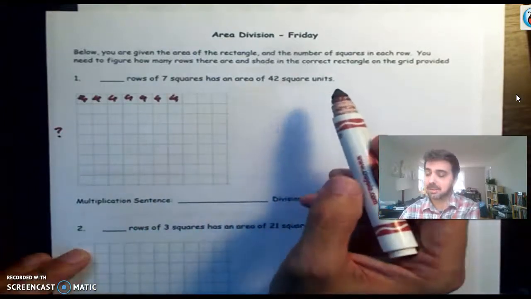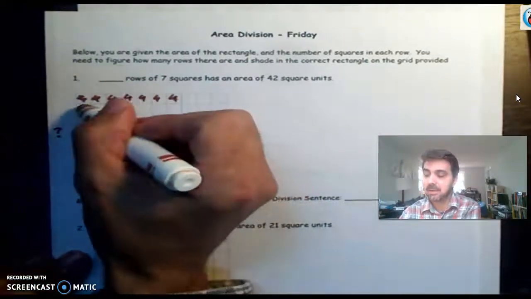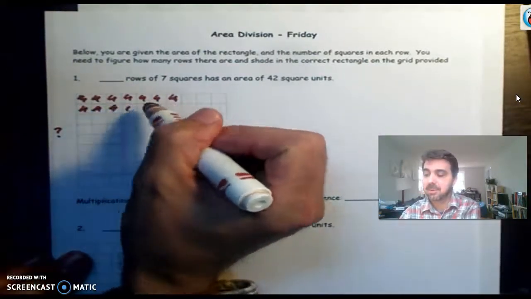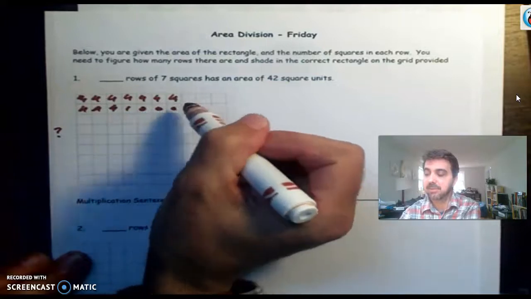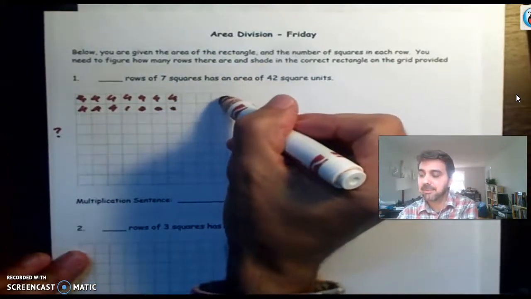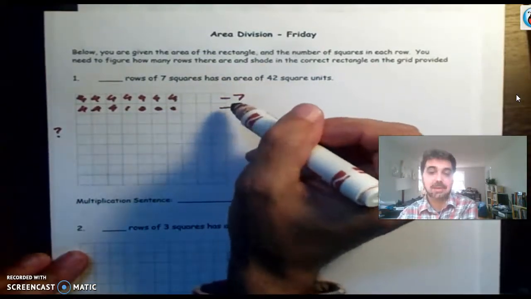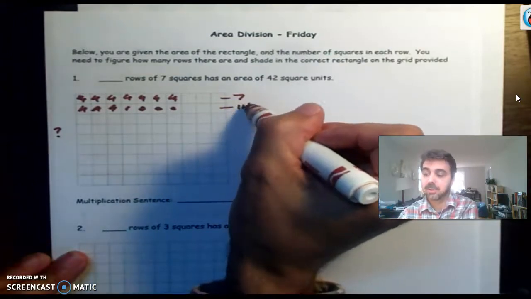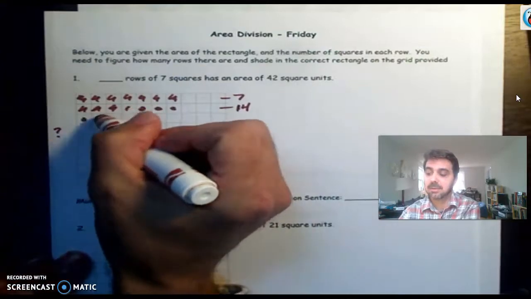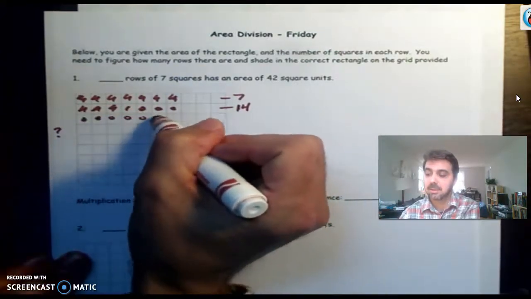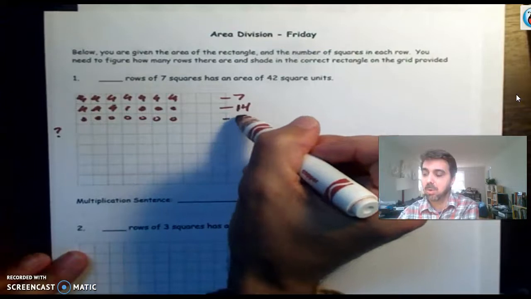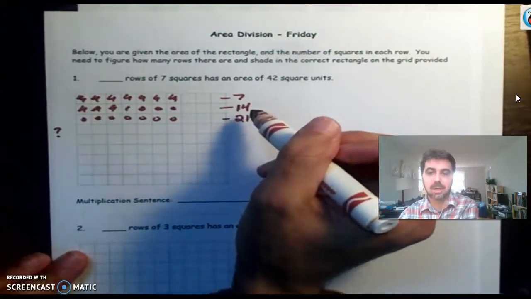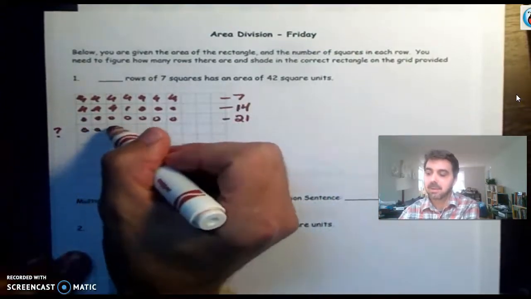Whew, that's going to take us a little while. So we've got 7 here. I'm just going to do dots to make it go a little faster. If in this row we have 7, we add 7 more. What's 7 plus 7? Did you get 14? All right, and then another 7. And we're at 21, but we're not at 42 yet, are we? All right, let's keep going.